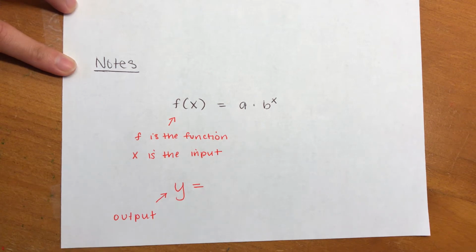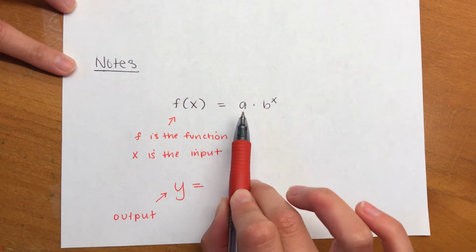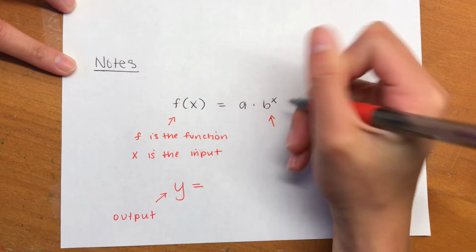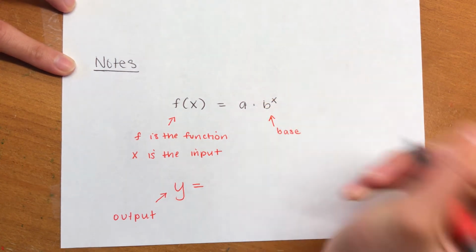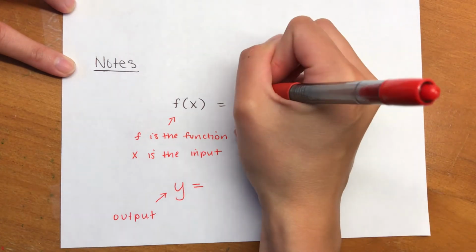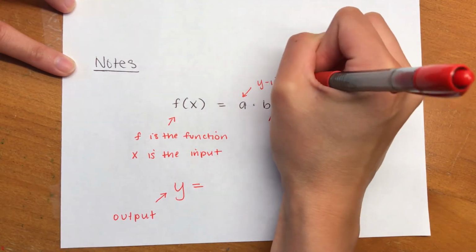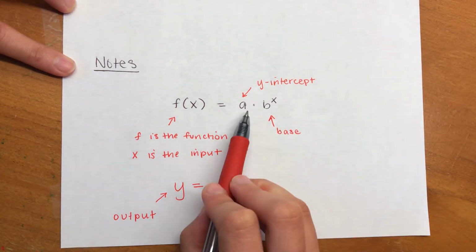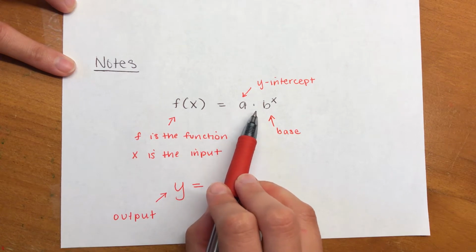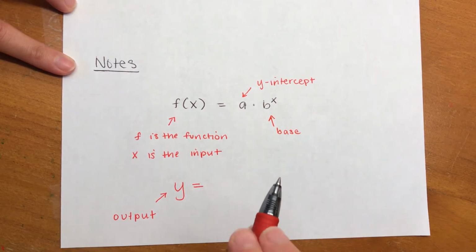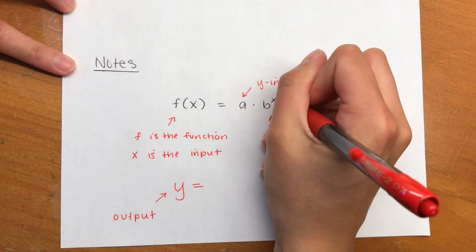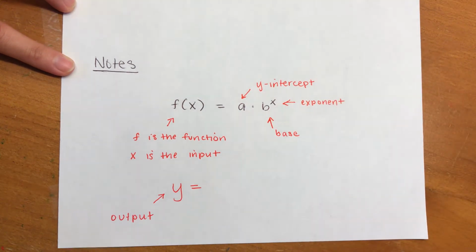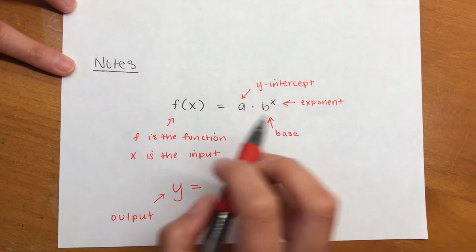Okay? Our next part is this a value. A times b to the x. So we've seen b before. B is always our base. Easy to remember, B for base. But A is always the y-intercept. And what happens if there is no A value? That would mean there's an invisible 1, right? If we don't have an A value. And then, of course, we have our x in our exponent, which will still be the input. Right? We know x is the input.